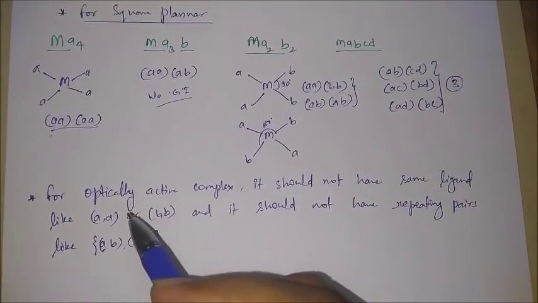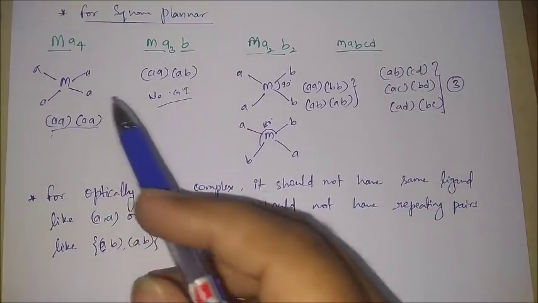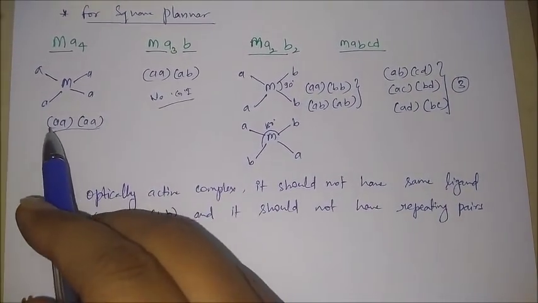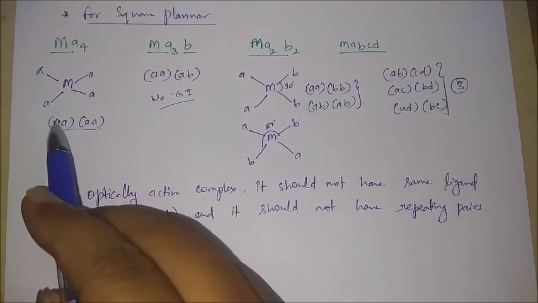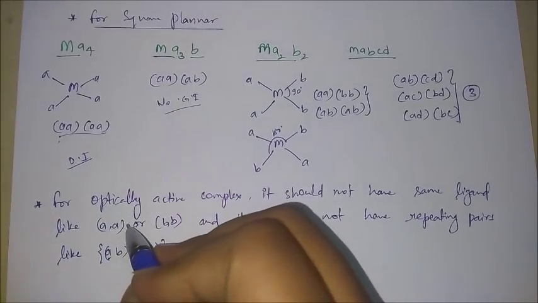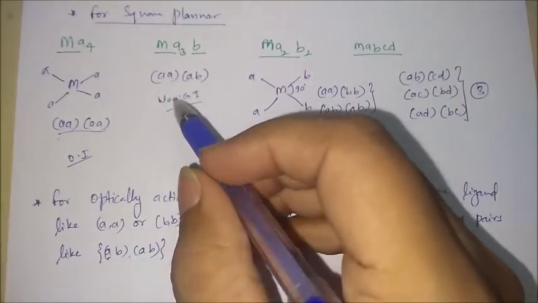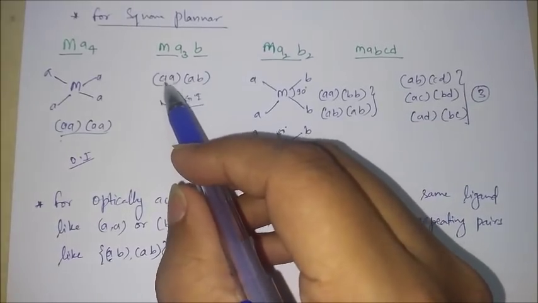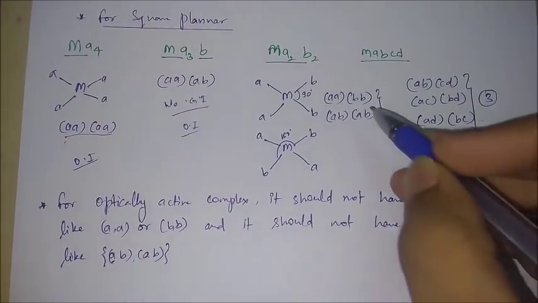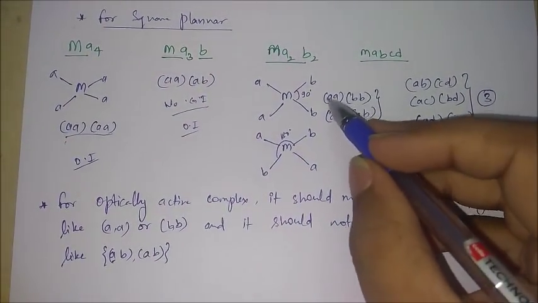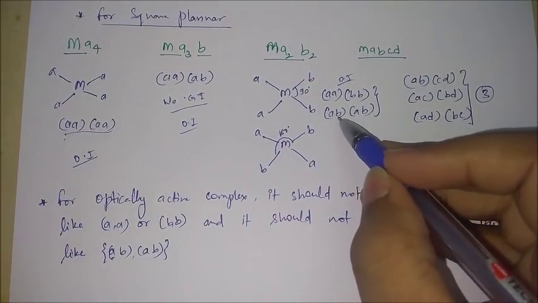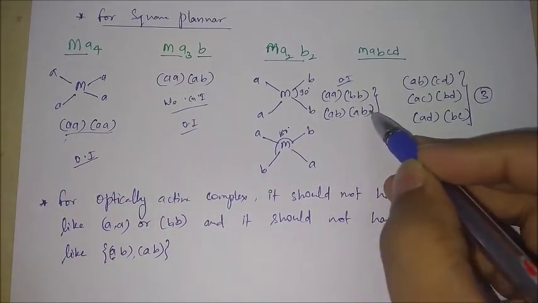So based on this rule, if you want to check which of your complexes is optically active and which is inactive, if I talk about the first one, here we have a repeating A, so that's why it is optically inactive. All right, so I'll just write OI, meaning optically inactive. Now over here you can see that we have one repeating ligand in the pair, so this is also optically inactive. And if I talk about this pair, here we have a repeating one, so optically inactive here also. And in this case we have no repeating ligand inside the bracket, but this is a repeating pair.